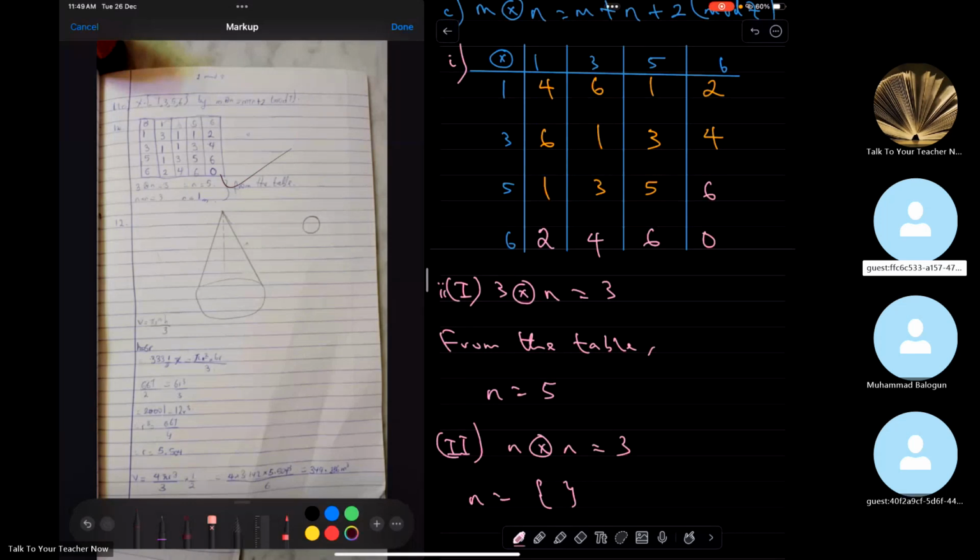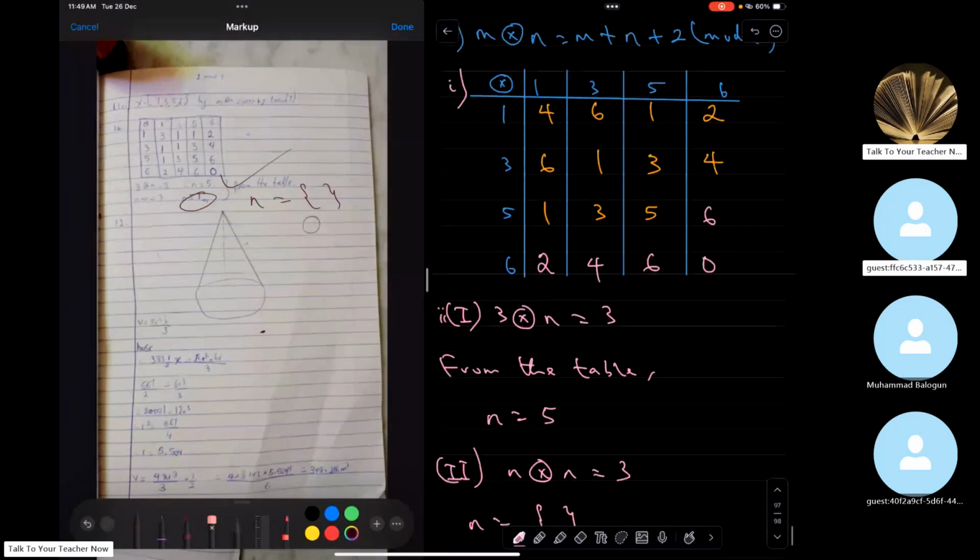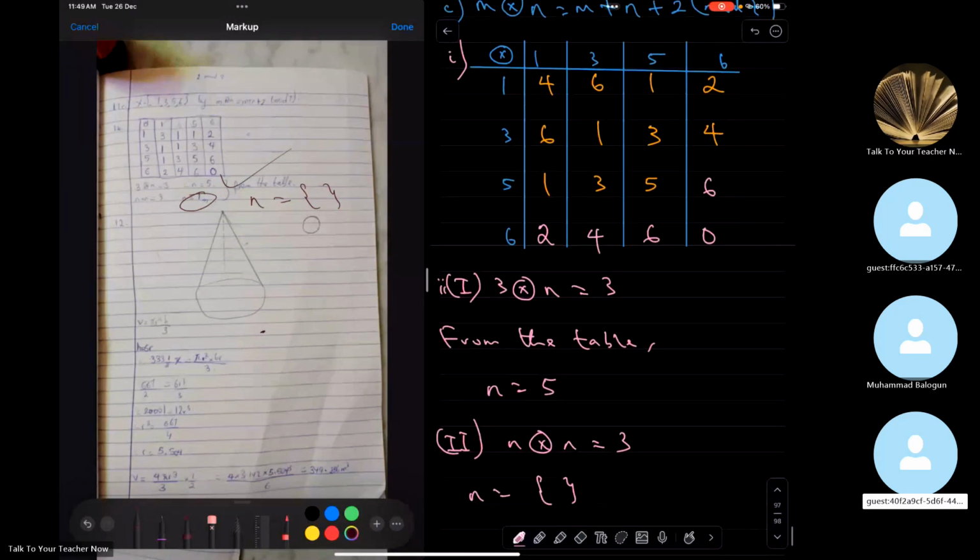Set N is an empty set because there's no element you can combine with yourself to get 3. So just say it's empty. Copy that, Ajara and Mohammed, and then we now go to the last one.